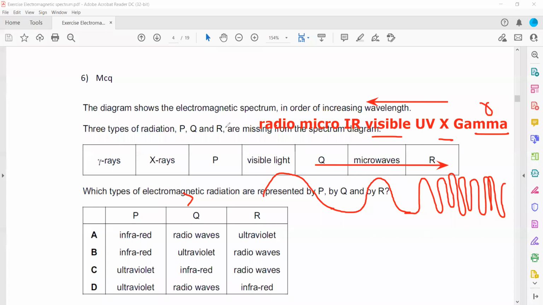So what are the parts which are missing? Gamma is there, X-ray, and between X-ray and visible we should have ultraviolet. After visible, and between visible and micro, we have infrared, and R should be radio. So P should be ultraviolet, Q should be infrared, and R should be radio. That's why C will be the right answer.